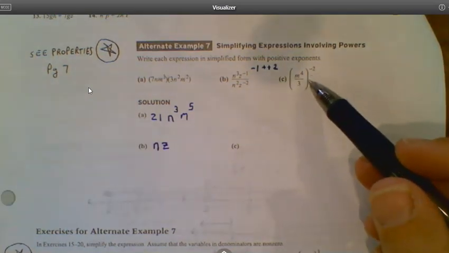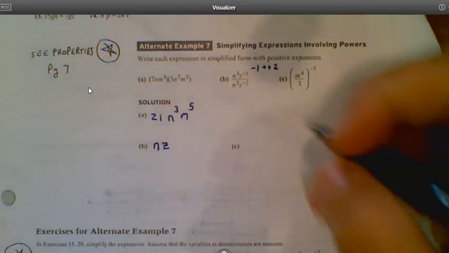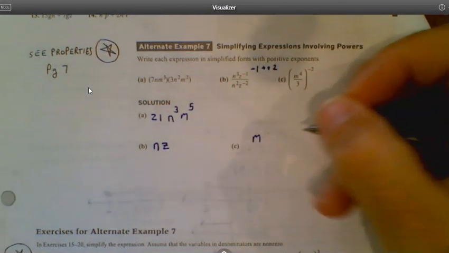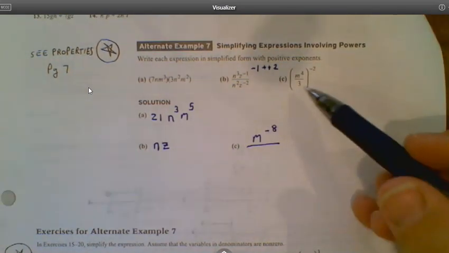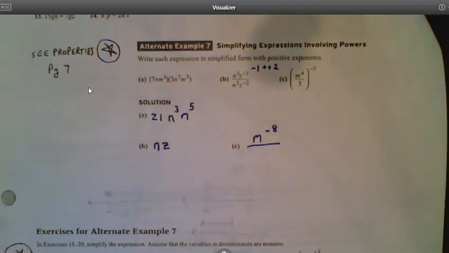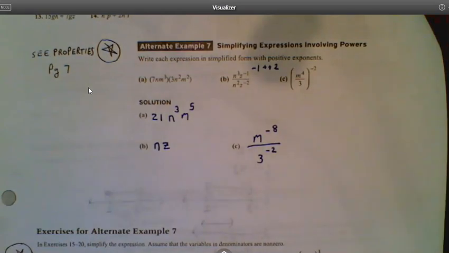One last one here we'll go through. Powers raised to a power you multiply. So 4 times -2 gives us m to the -8. On bottom, this is a 3 to the -2nd power. I'm just going to write that because I just wanted to remind you real quick of what that tells us.